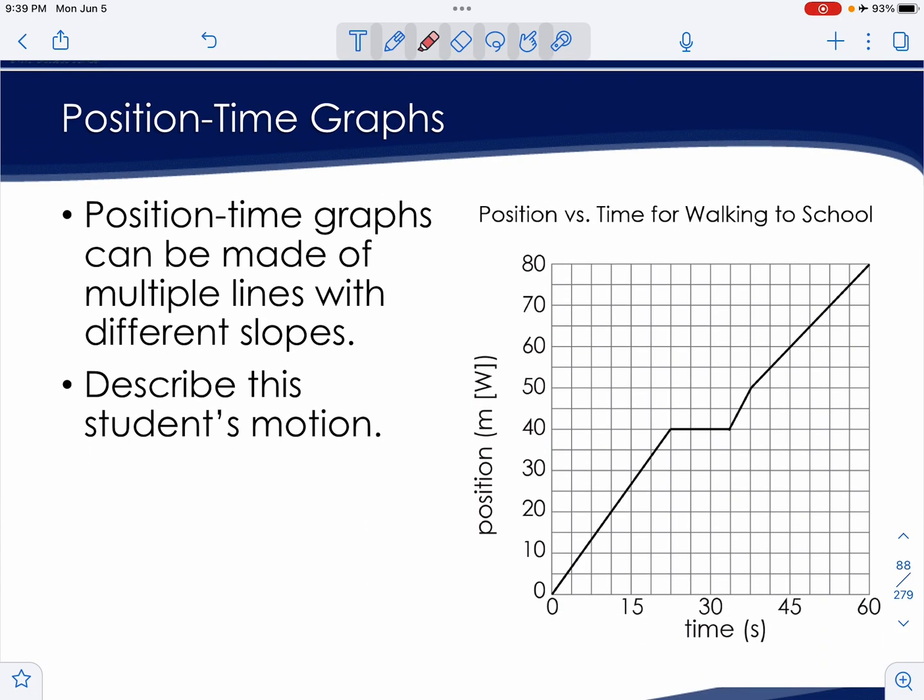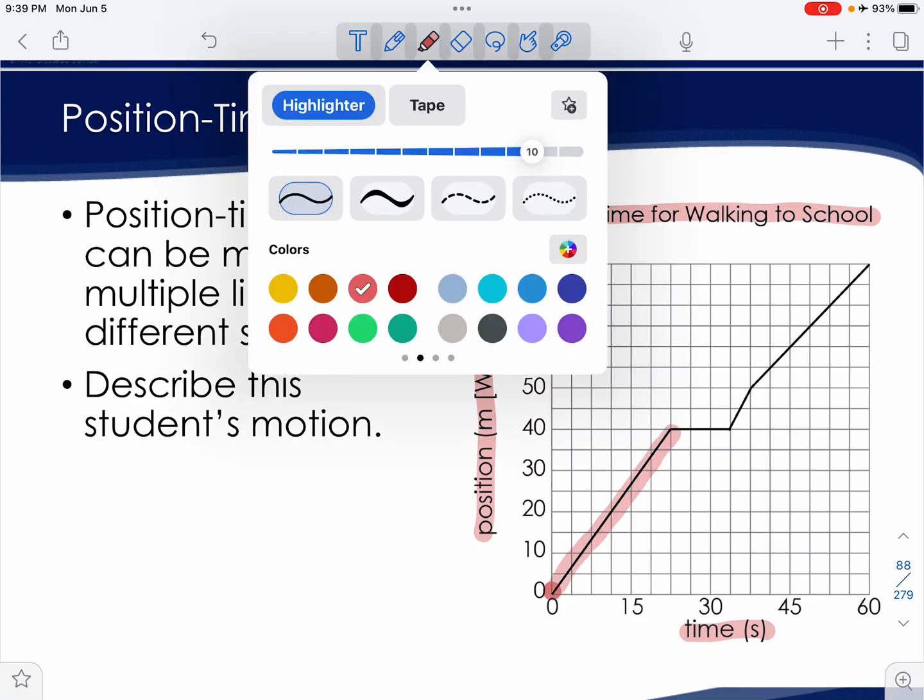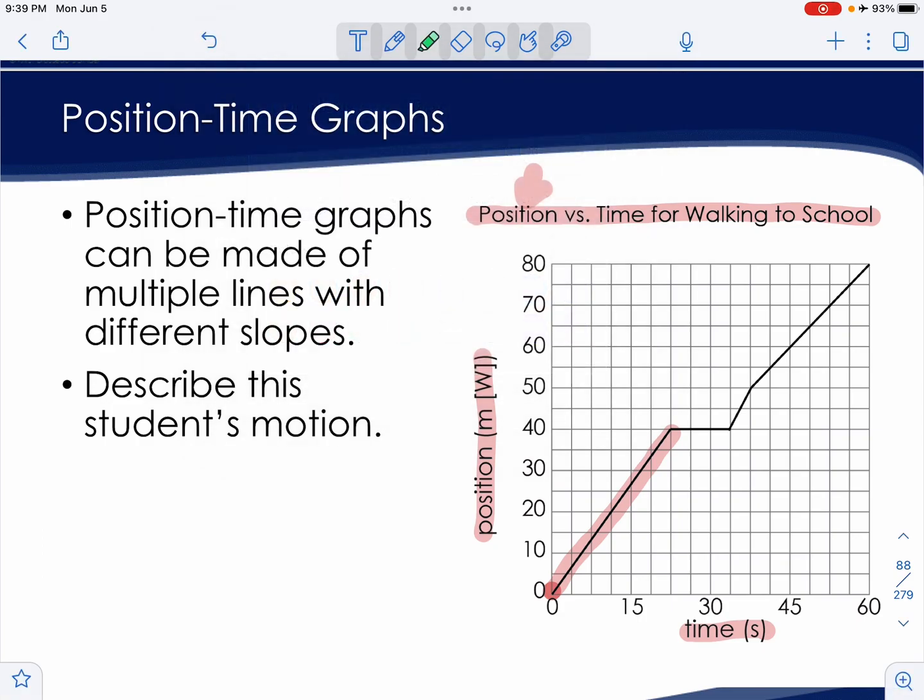So here we go. Here's another example. And notice, if you look at the title, you always know what's going on. It's a position versus time for walking to school. So here's our position, because this comes first, right? And here's our time. And you can see that it changes. So it starts out looking like that. And then the slope changes, and then it changes again. And last but not least, the slope changes another time.